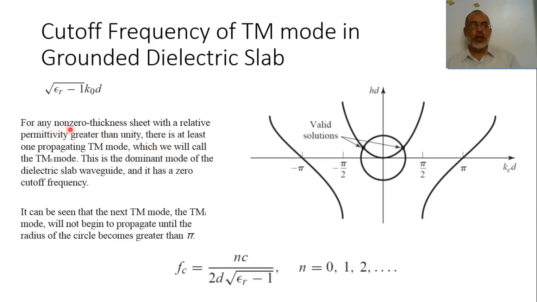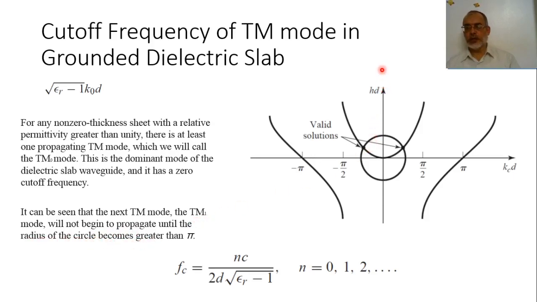For any non-zero thickness sheet with a relative permittivity greater than unity, there is at least one propagating transverse magnetic mode, which we are going to call the transverse magnetic zero mode. This is the dominant mode of the dielectric slab waveguide, and it has zero cutoff frequency. It can be seen that the next transverse magnetic mode, the TM1 mode, will not propagate until the radius of the circle becomes greater than pi.